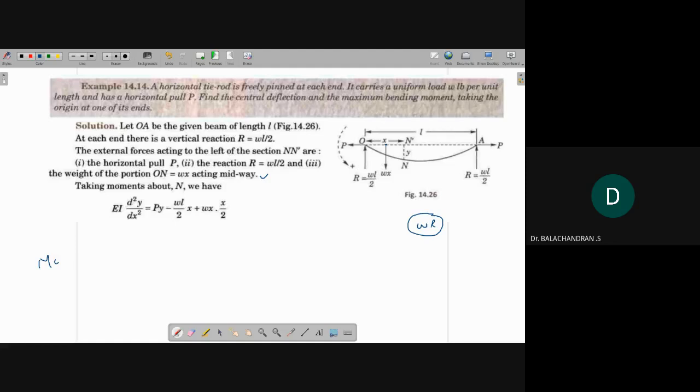So in general, moment. What is the definition of moment in physics? Force into perpendicular distance. Yes, perpendicular distance.